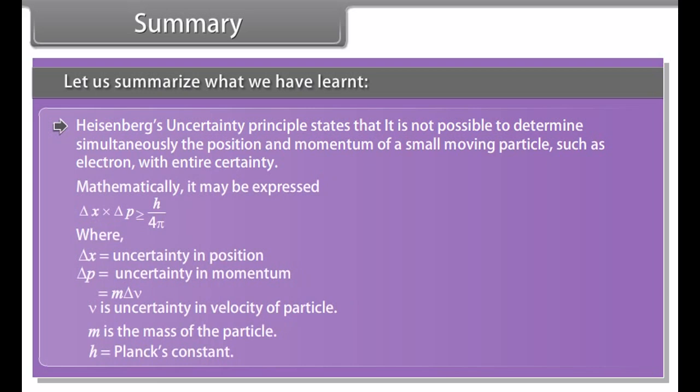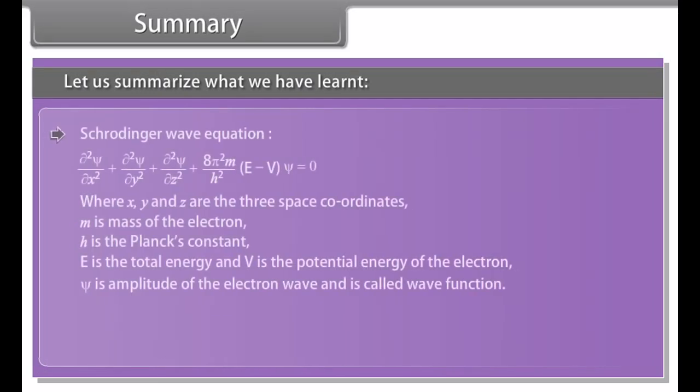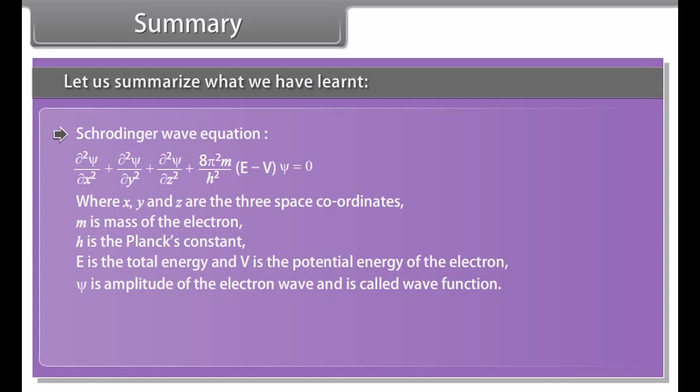Mathematically, it may be expressed as given. Schrödinger wave equation, where x, y and z are the 3 space coordinates, m is the mass of the electron, h is Planck's constant, E is the total energy and V is the potential energy of the electron. Psi is the amplitude of the electron wave and is called the wave function.